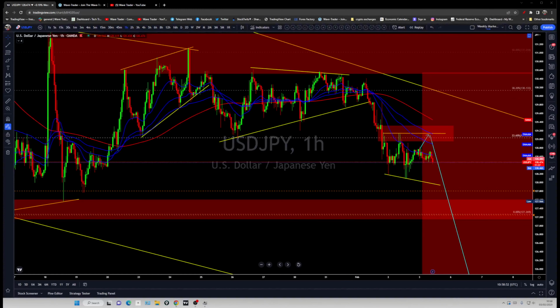Price may not test that. I was expecting it to simply test that and then drop, so it may not test that during a non-farm payroll. The best setup is going to be the breakout. Look at this flag which is just appearing over there, that flag to break out.